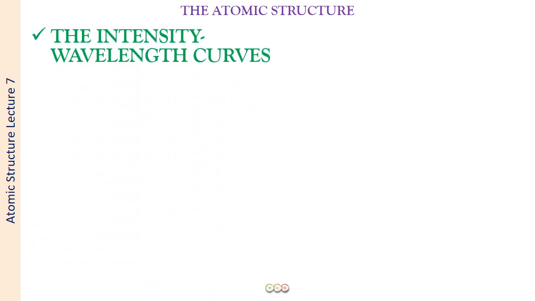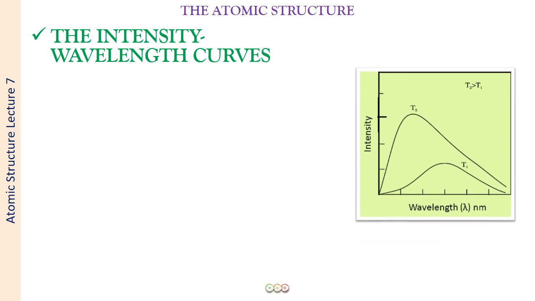So let us understand this in terms of the intensity-wavelength curves. We have a graph over here for the wavelength and the intensity of the electromagnetic radiations, or the visible radiations at this point you can say, because we are seeing the visible light. So we see this at two temperatures T1 and T2, where T2 is greater than T1.